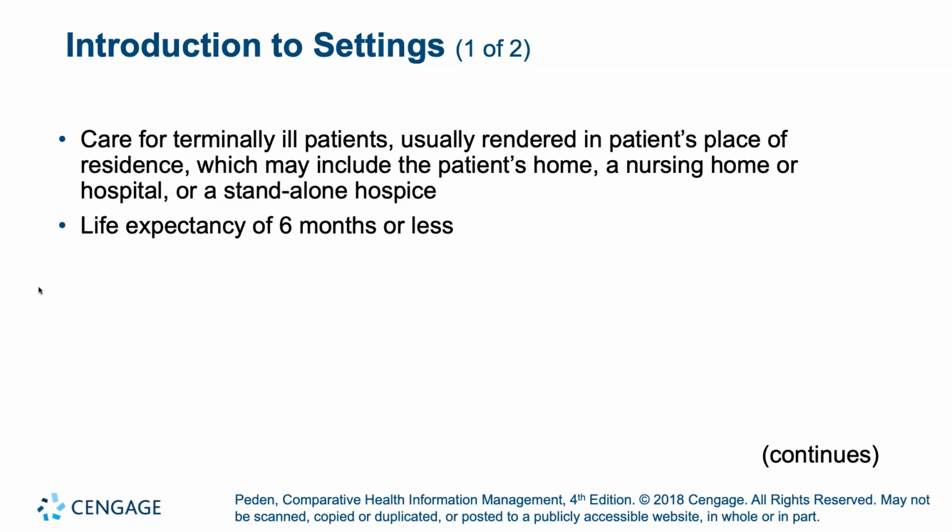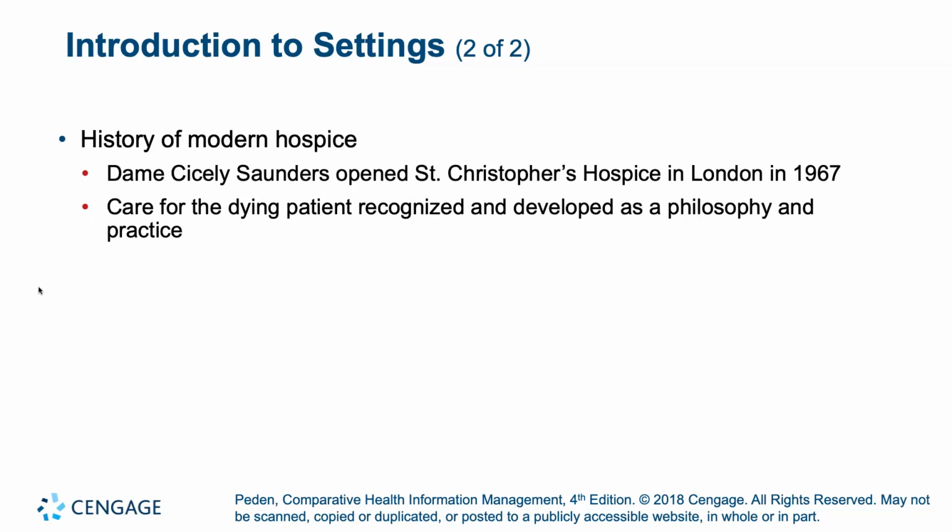Hospice, one of the things you need to know about hospice is that the care for hospice is when life expectancy is 6 months or less. That is the single biggest thing you'll need to know about hospice, is that life expectancy has to be 6 months or less. And then I talked a little bit about the history.